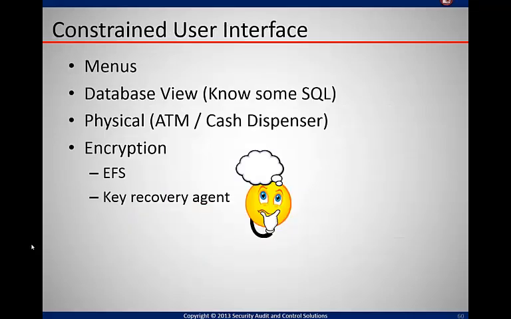Then a constrained user interface, purely what that means is that the menus, if I log on to an application, I can have certain accesses or not. Database view, I usually say to the guy, know some SQL. If you know some SQL, it is very good, not just for a CISSP exam, any technical exam, but in future if you're doing any auditing on systems or security reviews. A physical ATM, or a cash dispenser as known in other countries, is also a constrained user interface.